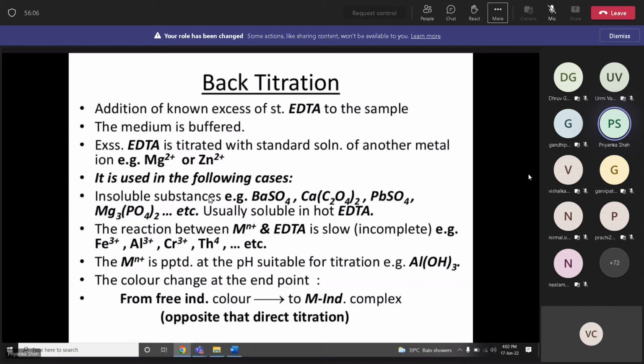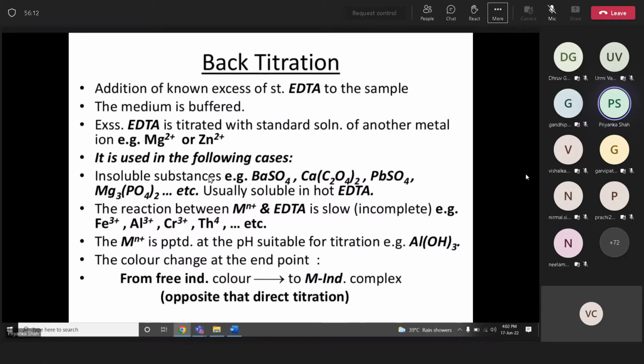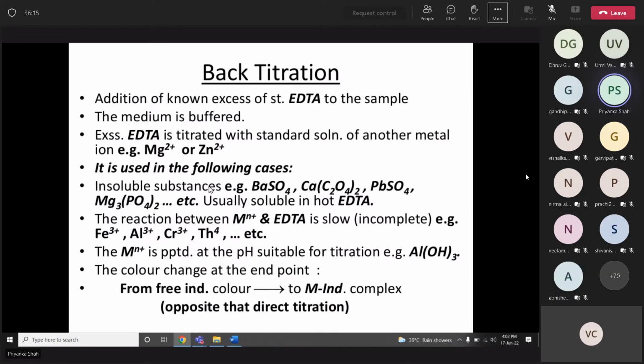Requirement of this back titration. So these are the criteria: insoluble substances, for example barium sulfate, calcium oxalate (CaC2O4), PbSO4, and magnesium phosphate. These are usually soluble in hot EDTA, right? So the reaction between this metal and EDTA is slow and incomplete.